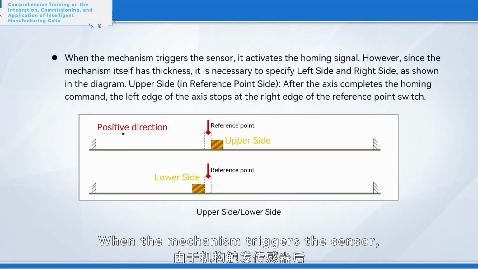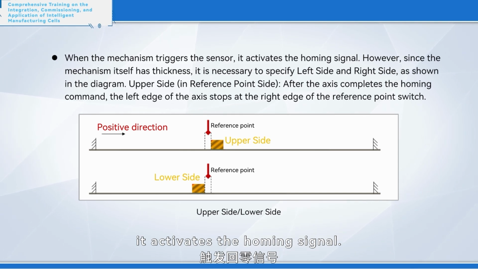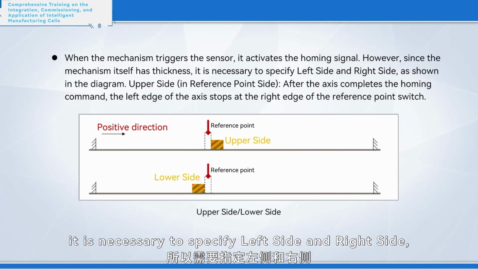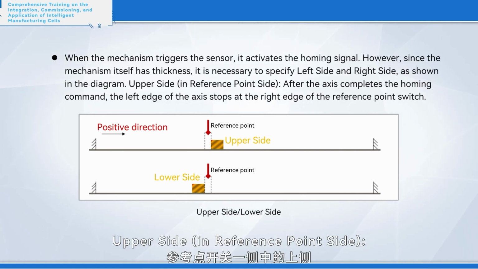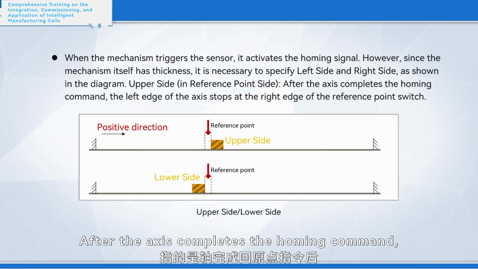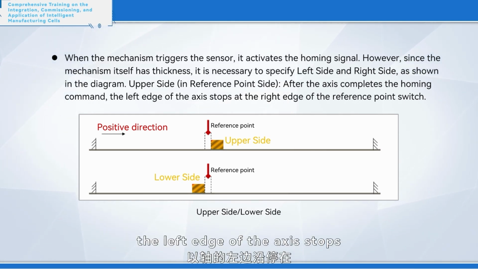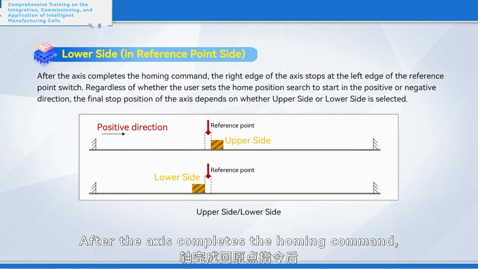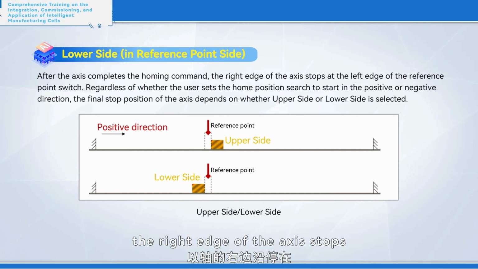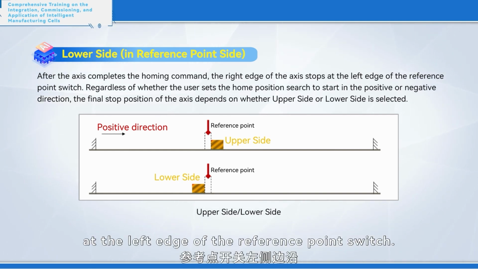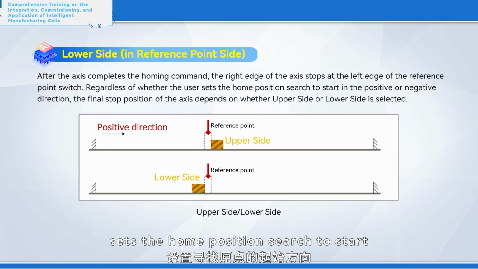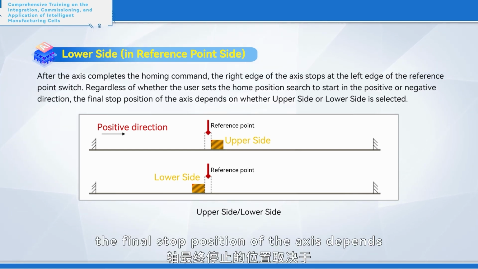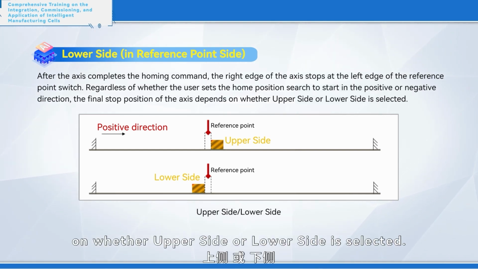When the mechanism triggers the sensor, it activates the homing signal. However, since the mechanism itself has thickness, it is necessary to specify the left side and right side, as shown in the diagram. Upper side, in reference point side: after the axis completes the homing command, the left edge of the axis stops at the right edge of the reference point switch. Lower side, in reference point side: after the axis completes the homing command, the right edge of the axis stops at the left edge of the reference point switch. Regardless of whether the user sets the home position search to start in the positive or negative direction, the final stop position of the axis depends on whether upper side or lower side is selected.